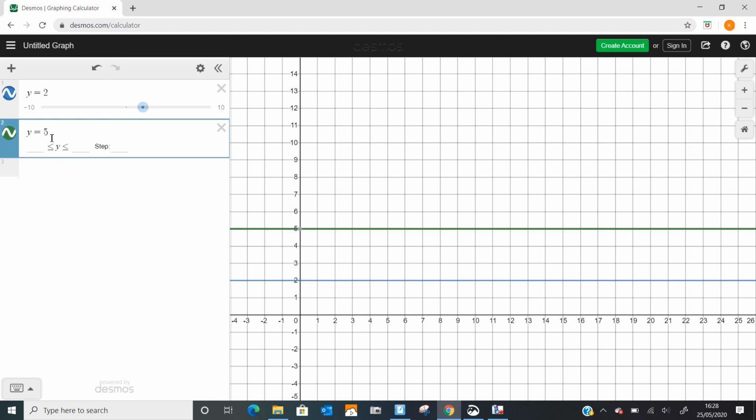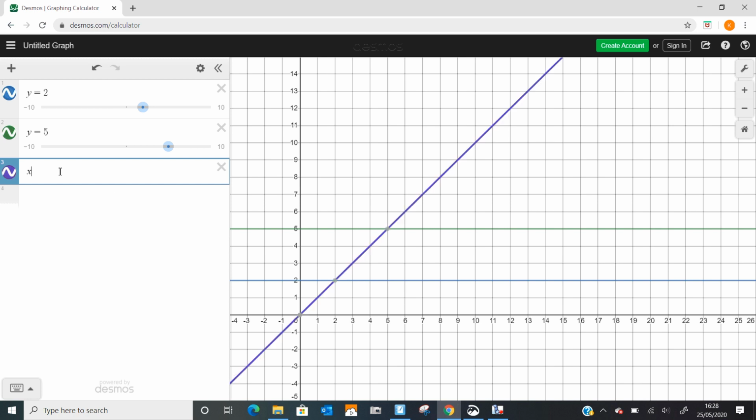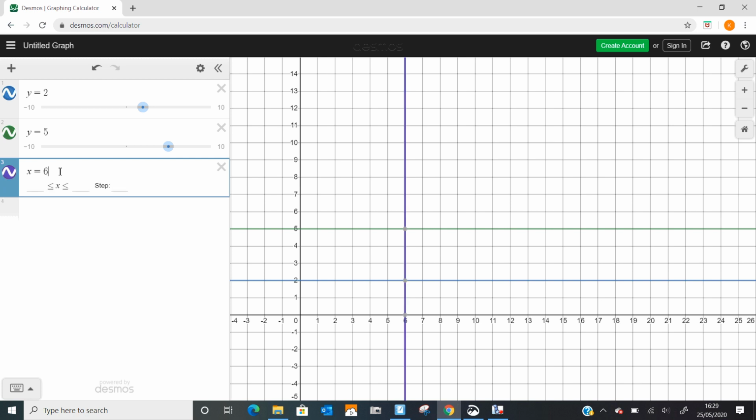Okay, so whatever that number is, if y equals 5, that's a horizontal line that goes along through the point that's there. Now if I've got a vertical line, remember that was an undefined gradient. That's a wee bit of a weird one. That's an x is equal to line. So say we say x is equal to 6. It's going to be a vertical line where all the time x is always equal to 6. So you can see that one there.